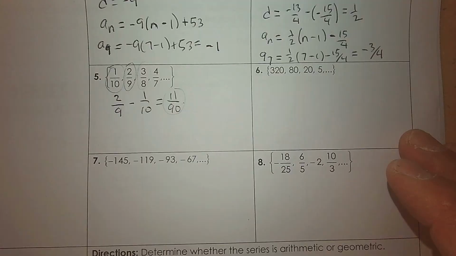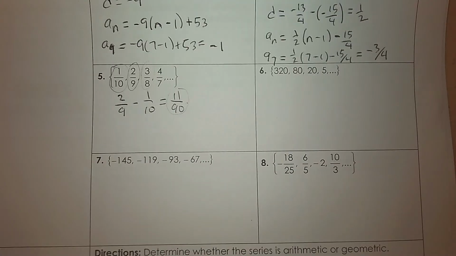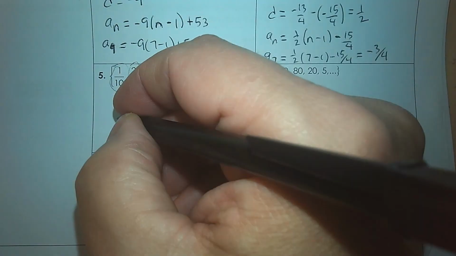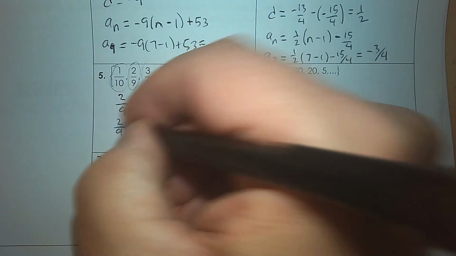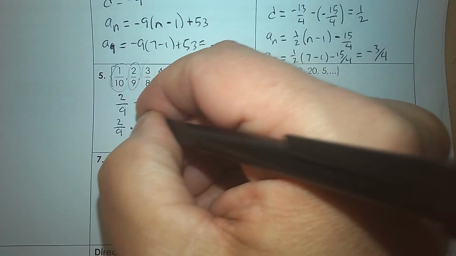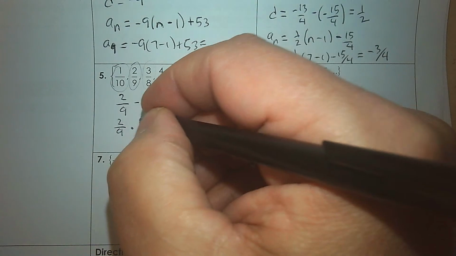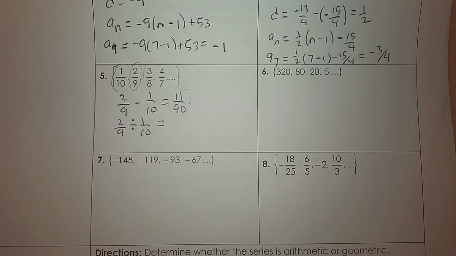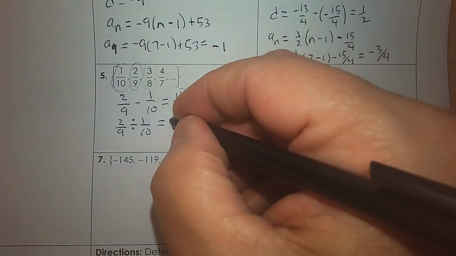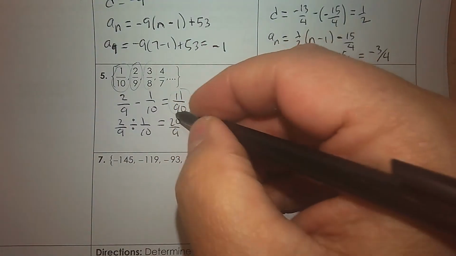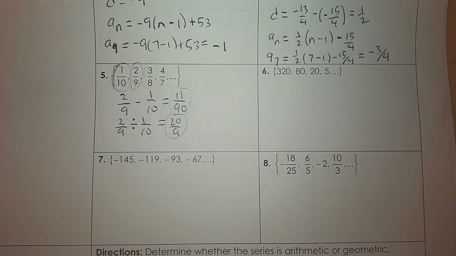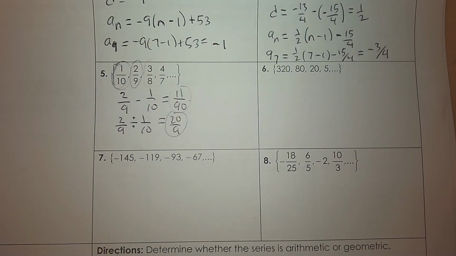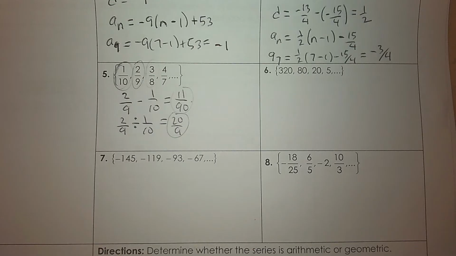Rosie, the other one it could be is geometric, right? And to know if it's geometric, I have to divide, right? So can you go 2/9 divided by 1/10? 20 over 9. If I take 20 over 9 times 1/10, does it give me the next term? So 20 over 9 times 1 over 10. Does it give me the next term? Or is it wrong?